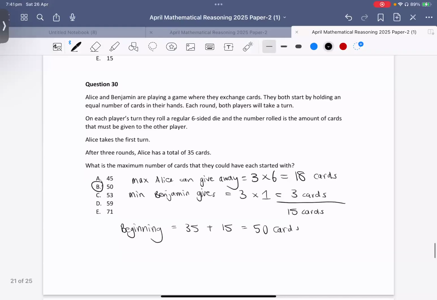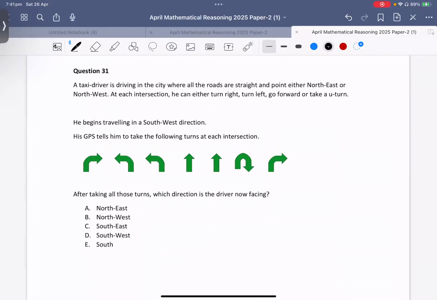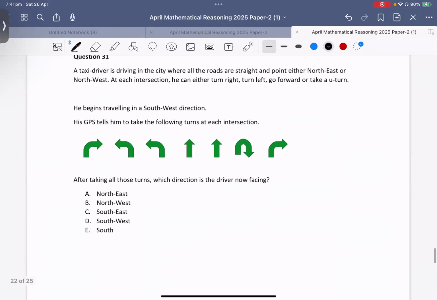Okay. Question 31. So, a taxi driver is driving in the city where all the roads are straight and point either north, east, or northwest. At each intersection, he can either turn right, turn left, go forward, or make a U-turn. He begins traveling in a southwest direction. All right, let's draw that first. So, north is this way, southwest would be in this direction, right? That's his first step. That's where he's going at the beginning.